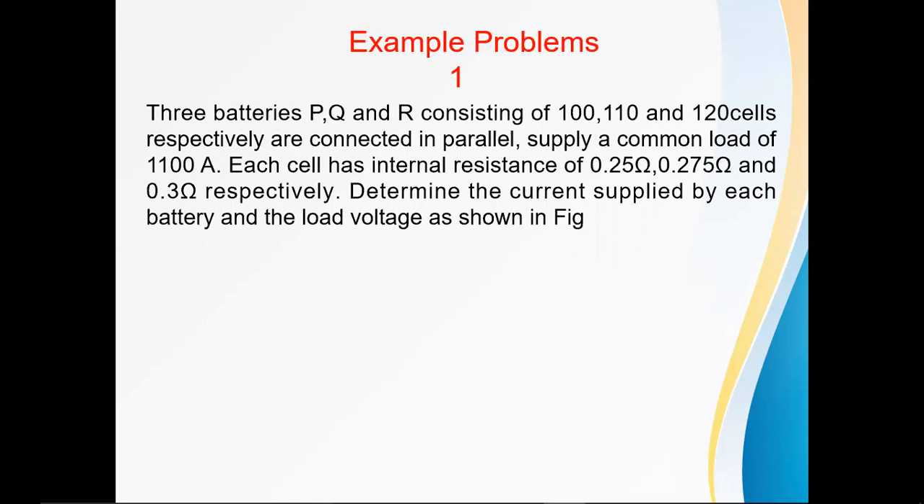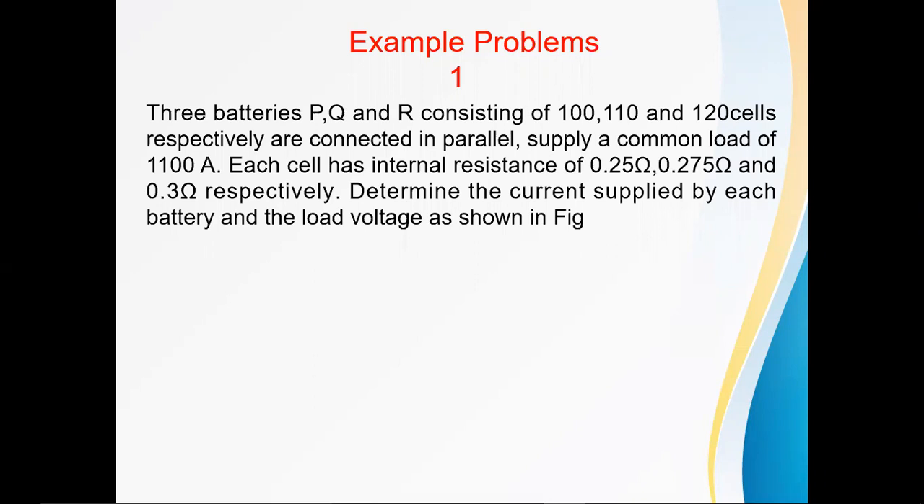Three batteries P, Q, and R, consisting of 100, 110, and 120 volt cells respectively, are connected in parallel. They supply a common load of 1100 amperes. Each cell has an internal resistance of 0.25 ohms, 0.275 ohms, and 0.3 ohms respectively. Determine the current supplied by each battery and the load voltage, as shown in the figure.